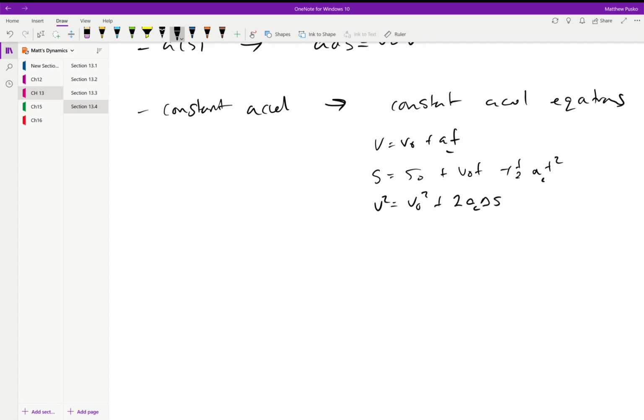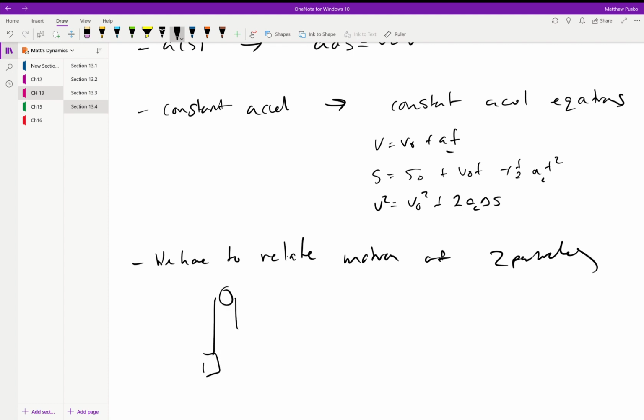Okay, there may be cases where we have to relate the motion of two particles. And this would be maybe like a pulley problem or something, right? They have absolute dependent motion. So that would be something that we studied, I think it was 12.9, 12.10, 12.9.